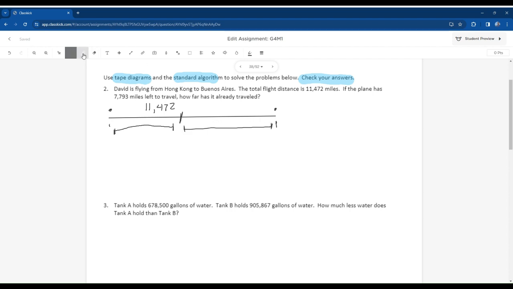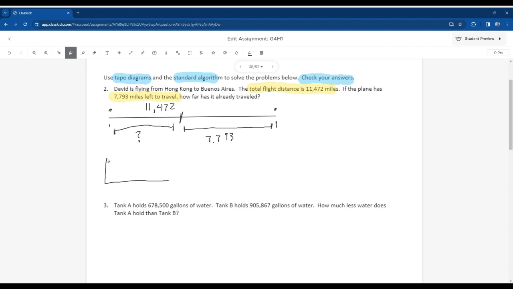So David's flying from Hong Kong to Buenos Aires. The total flight distance is 11,472 miles. There's 7,793 miles left to travel. How far has already been traveled? So we could say that this part here is 7,793. We want to know how far the plane has already gone. And you can see that this already starts to take the shape of our tape diagram.